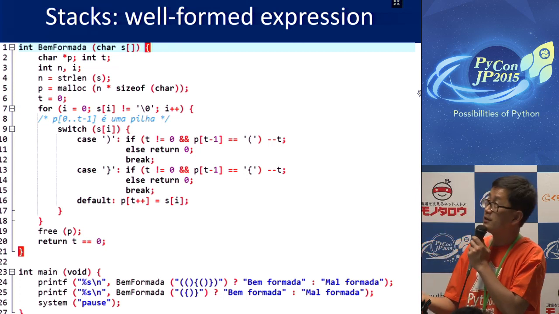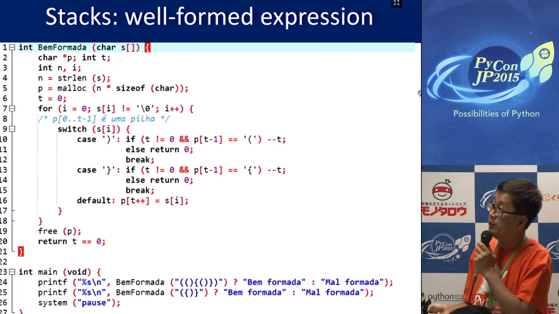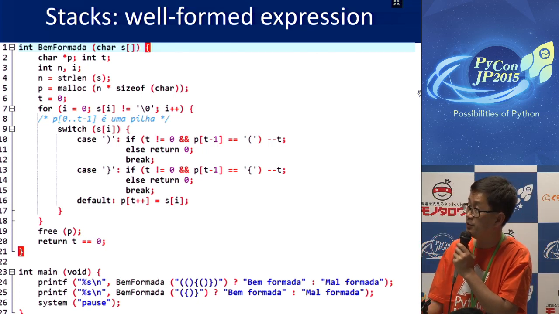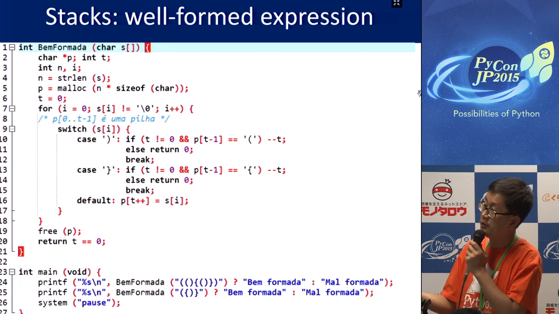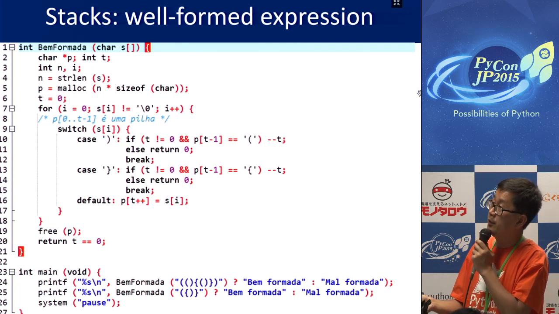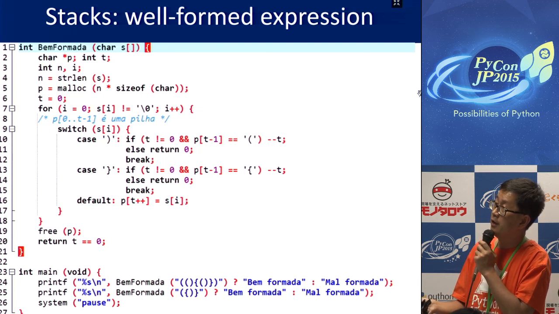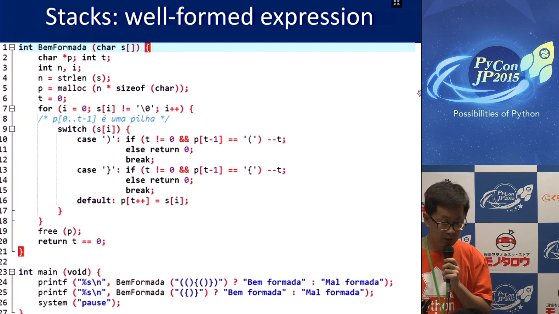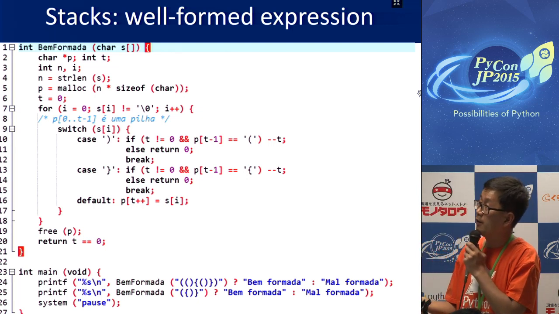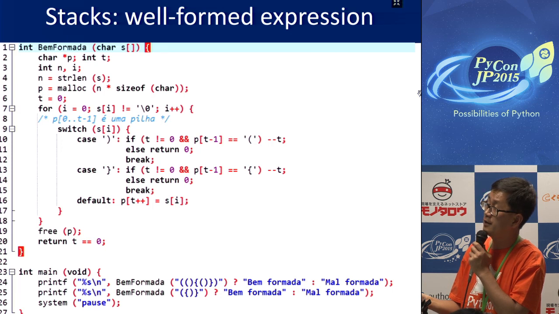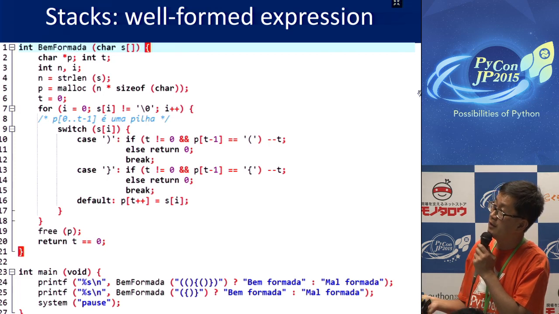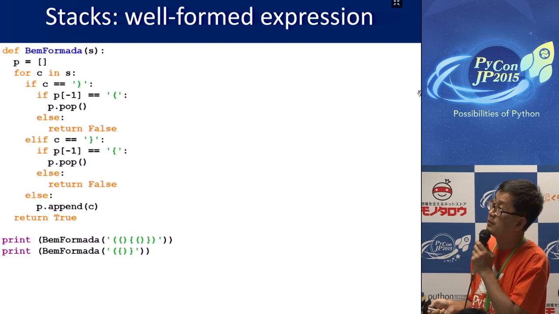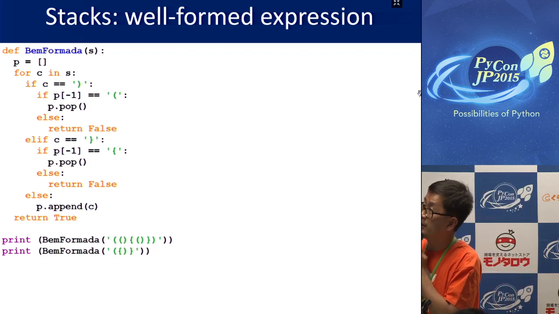Stacks. Well-formed expressions. We need to know if these expressions are well-formed or not. In C language, we put the opened and closed symbols in the stack, and we verify if the stack is empty or the top of the stack is the same. And in Python the essence of the algorithm is the same.